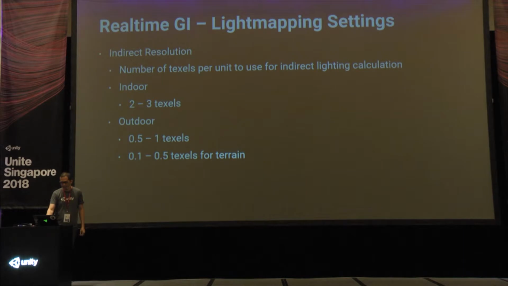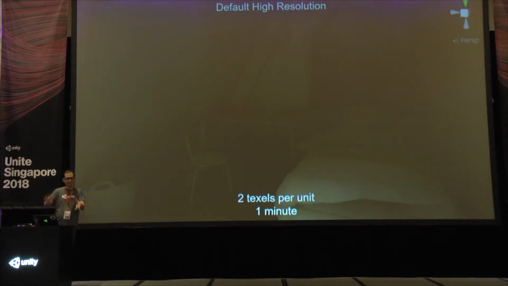So here's an example, a comparison that I did. I have a very simple scene, a very small room. I've set it to the default high resolution Lightmap parameter. And then I set it to a default 2 texels per unit for indirect resolution. And the baking time took 1 minute. So I increased it to 3 texels per unit. And this is the result.